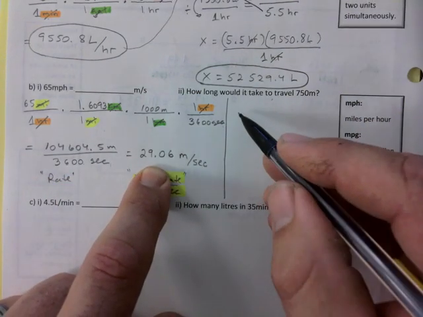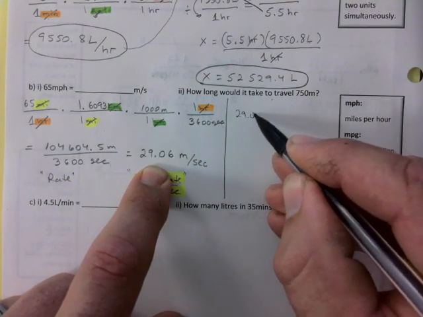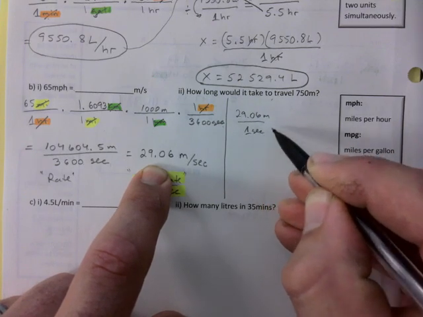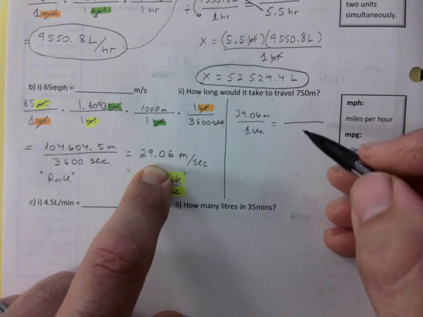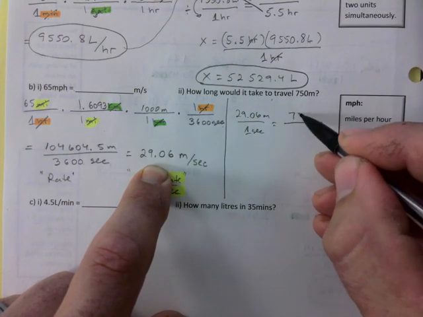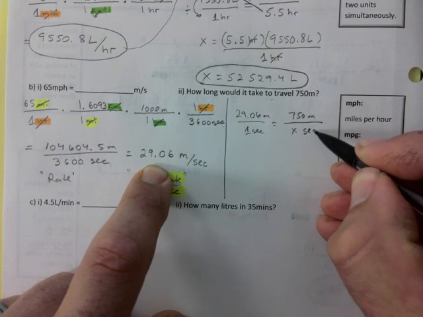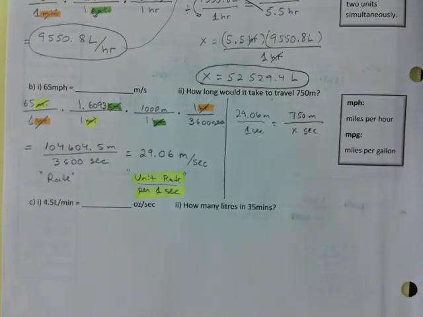I'm going to use 29.06 meters in 1 second. Why? Because my answer key has it like that, okay? So I don't want to get it wrong in front of the whole class, right? And so this is X number of seconds. That's how long it's going to take me.